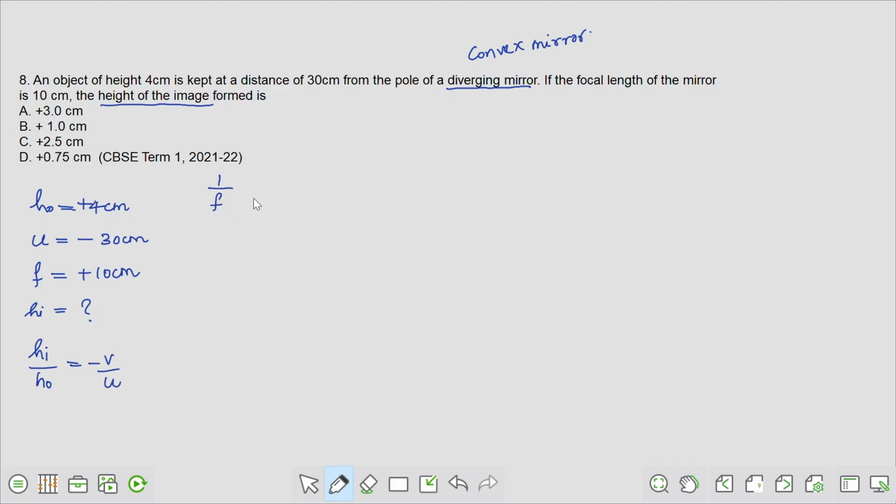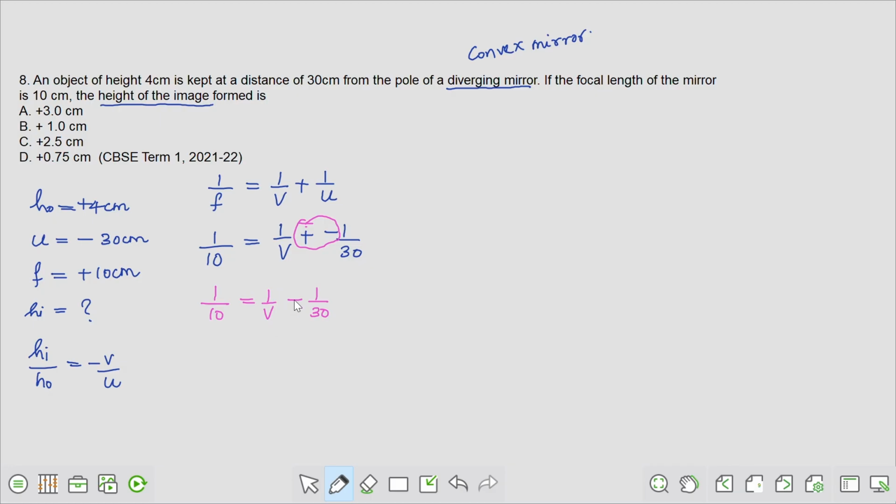So you can use mirror formula: 1 by f is equal to 1 by v plus 1 by u. So f is 10 cm, so 1 by 10 is equal to 1 by v, which we have to find, plus u is minus 30, so minus 1 by 30. Now we have to see the sign. Plus minus becomes minus. So 1 by 10 is equal to 1 by v minus 1 by 30.